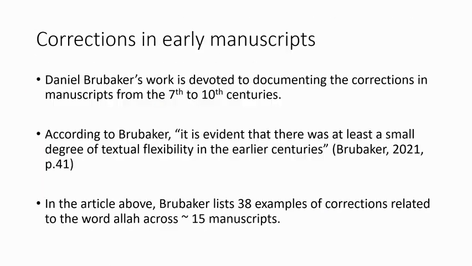And you also have to note that the word Allah occurs more than 1,000 times in the Quran. It's a very frequent word. If you want to show that there's some kind of relationship, you would have to compare the frequency of these Allah corrections to other corrections. And you would also have to show that a significant amount of corrections occurs per manuscript. And that is not what Brubaker shows at all.